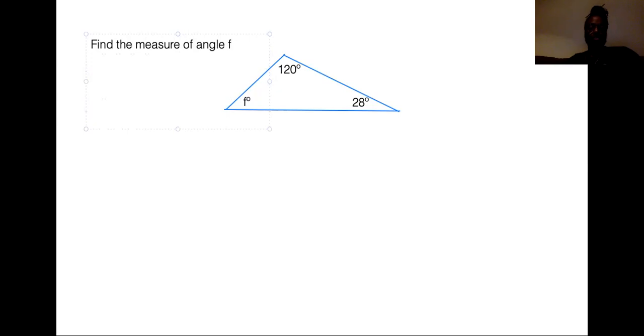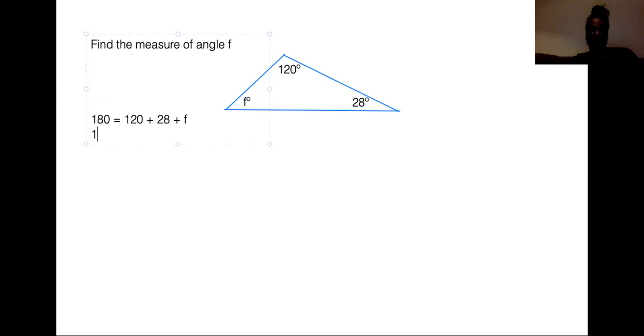If you're thinking about this, the first thing you want to do is set up an equation that helps you solve this as easily as possible. One thing I do know is that all three angles should total 180 degrees. So I'm going to say that 180 degrees is what I would get if I took 120, added it to 28, and then added it to F.